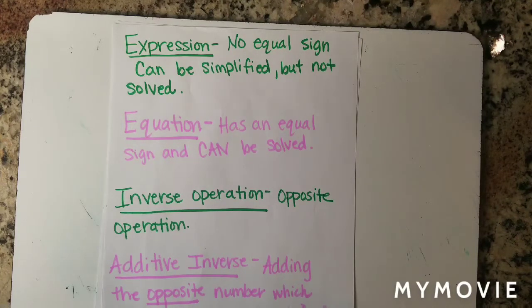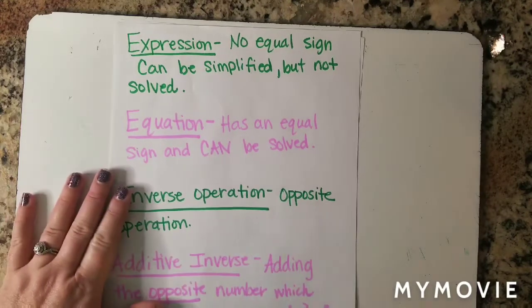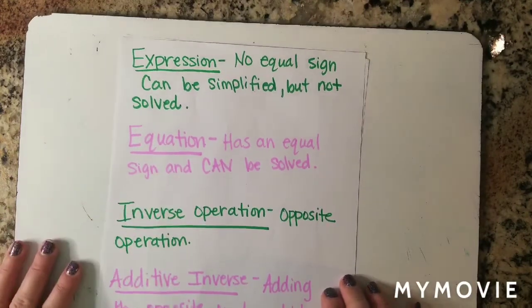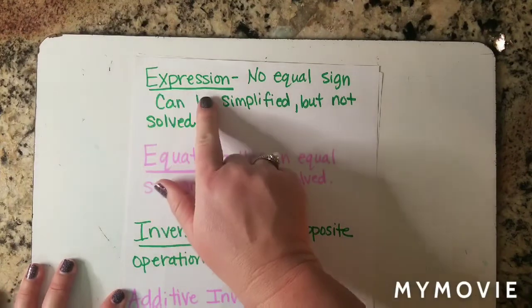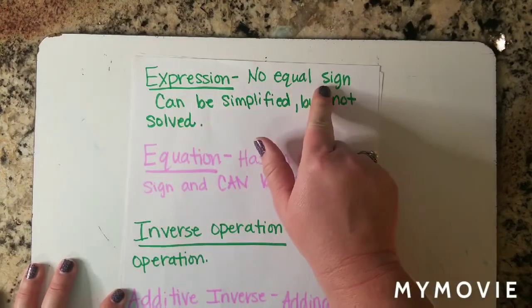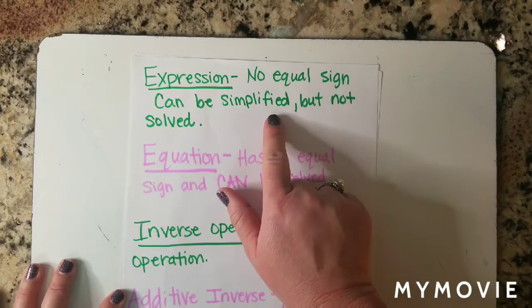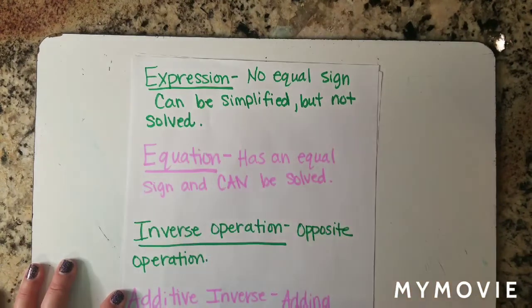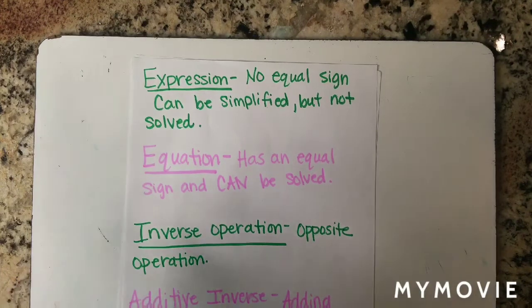So the first thing we need to do is go over a little vocabulary. So we've been working on expressions, and we know that expressions have no equal sign, and they can be simplified but not solved. So simplifying is where we combine our like terms and get them down to the most simple we could get them.